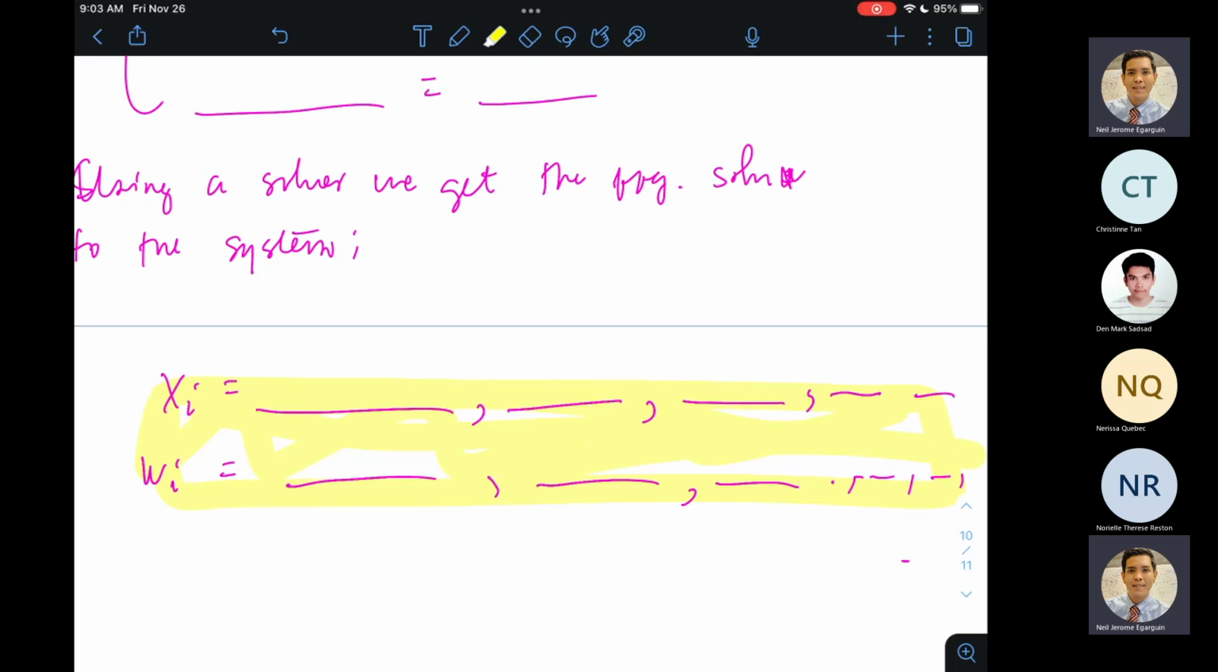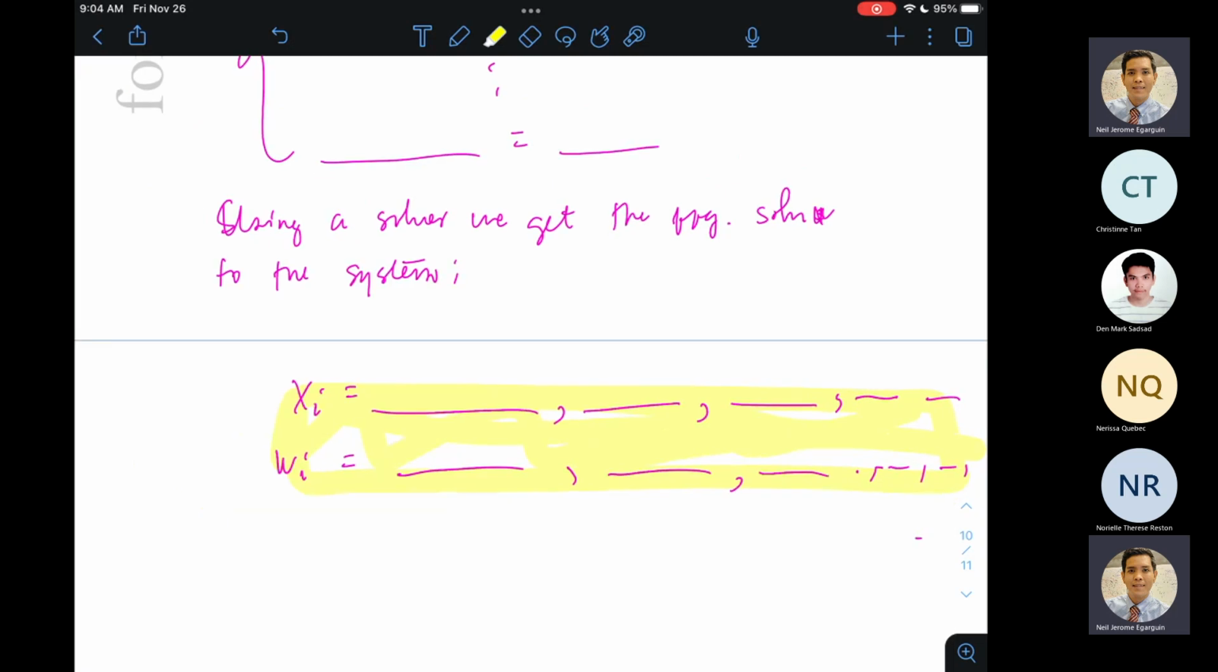So table 9.1 kasi ginamit ko yung Legendre polynomial. So dito sa exercise, hindi kayo pwedeng gumamit ng Legendre polynomial kasi pinapa-verify nga yung entries ng 9.1. So gamitin niyo yung degree of precision definition ng quadrature formula.